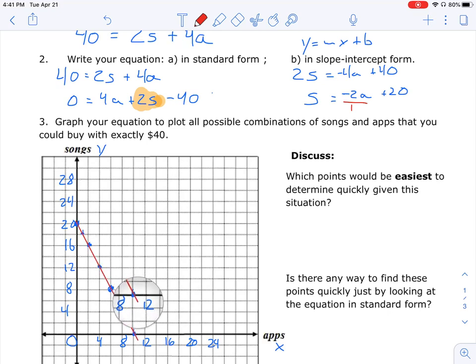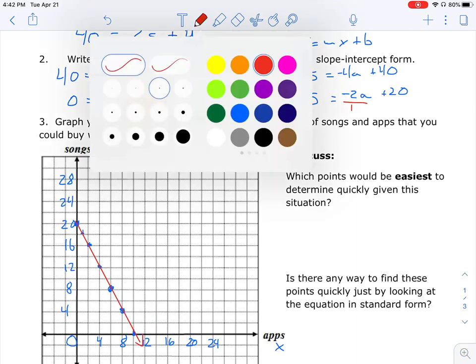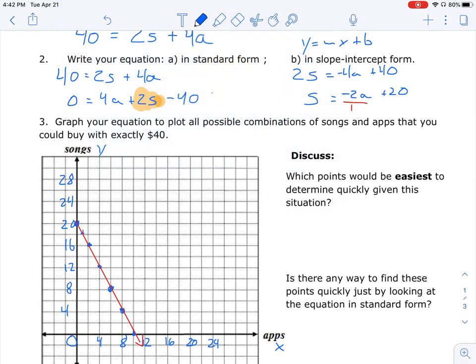So this would be the graph of these relationships between songs and apps. Well, on this we have the y-intercept, and right here we have the x-intercept, or where the graph touches the x-axis. Again, all this graph is really doing is stating the relationship between how many songs you can have versus how many apps you can have with exactly $40. So you can have 0 apps and 20 songs. You can have 4 apps and 12 songs. That's all this relationship is showing us.